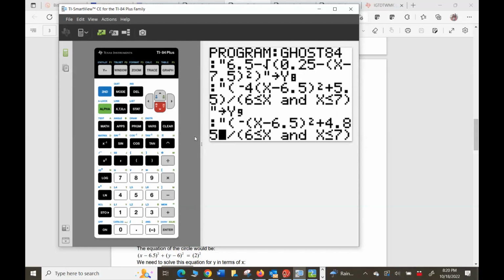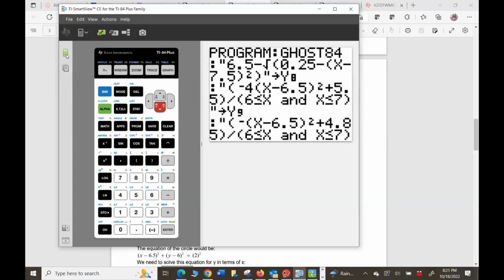So let me pause and see if there are any 84 user questions there. So I heard someone say about TI Connect. You can also use TI Connect CE to transfer to the 84, and I would suggest using that because it works on both of them, and I think it's a much better program. All right.